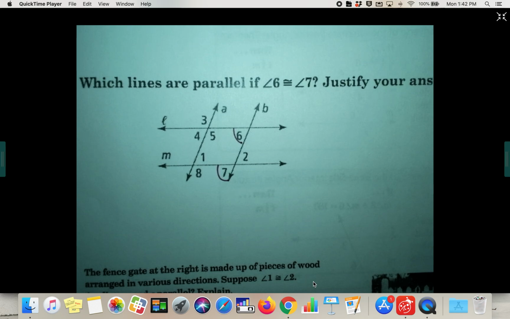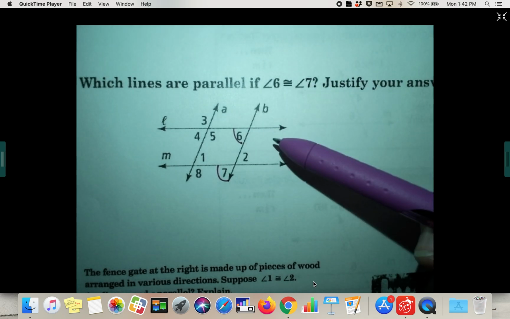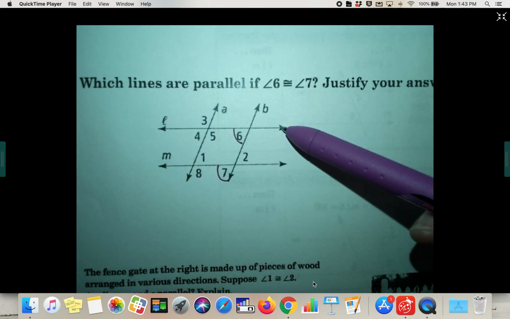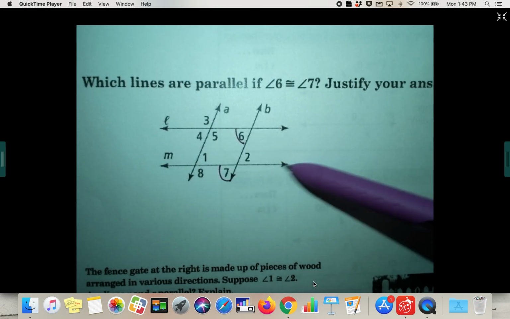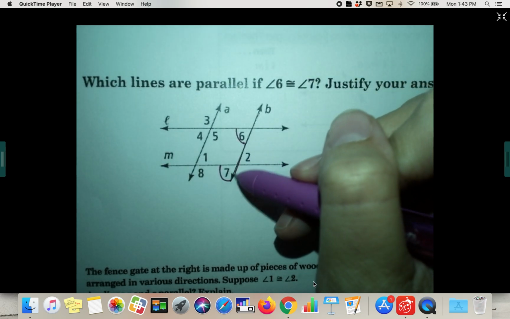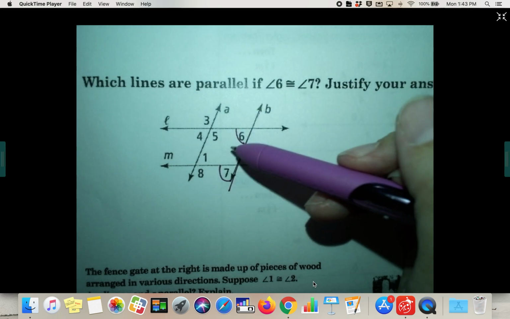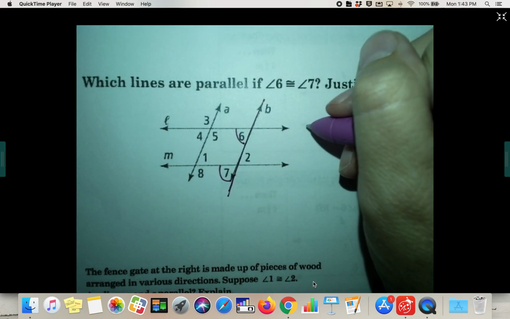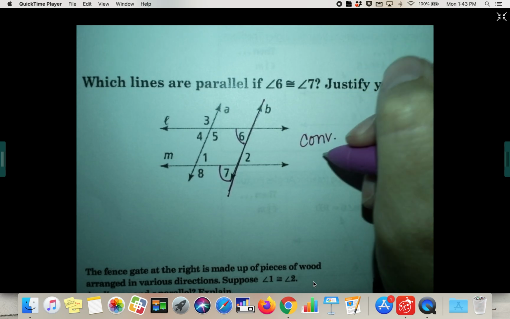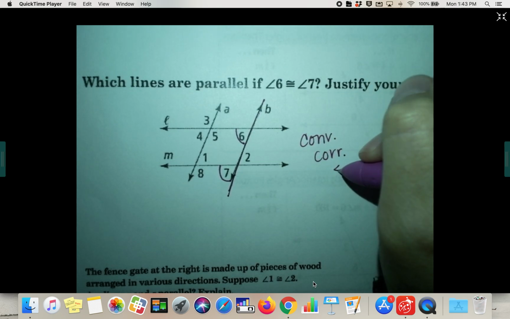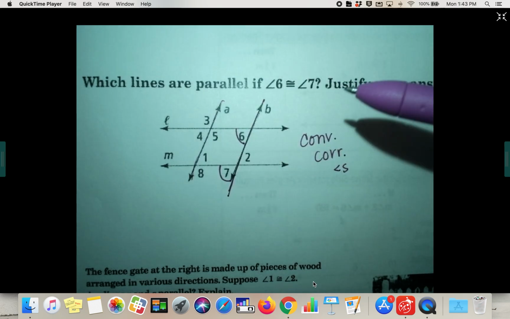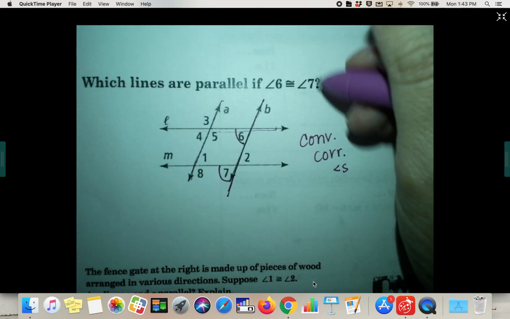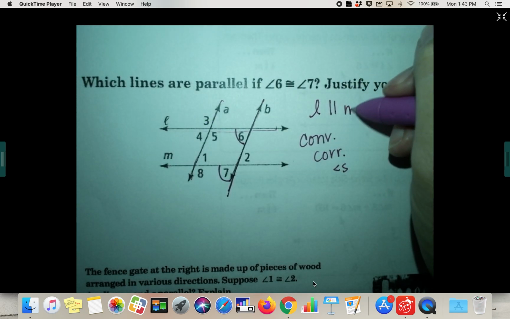All right, the next one: if angles 6 and 7 are congruent. This would be the different direction. This would be L and M because B this time is the transversal. So because of the converse of the corresponding angles theorem, L and M would be parallel.